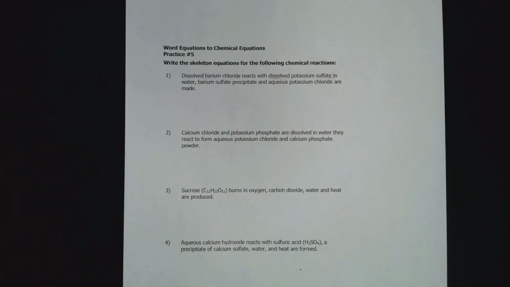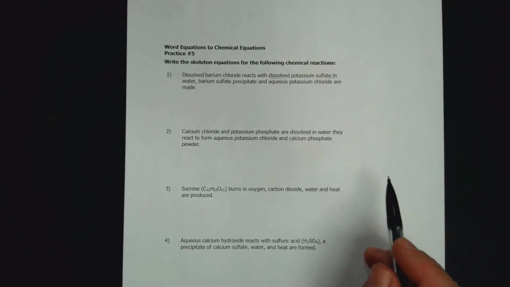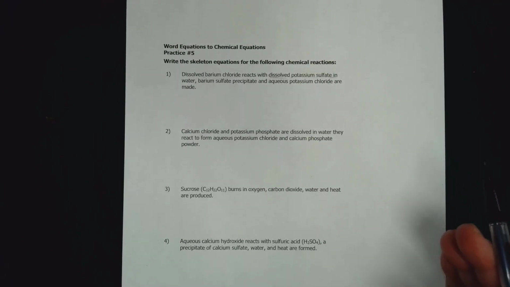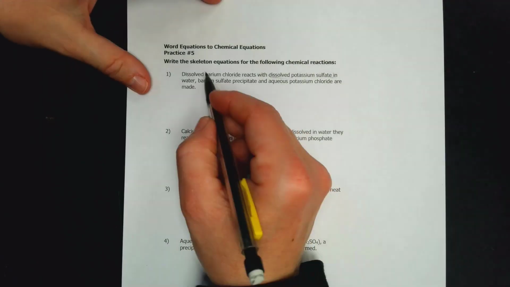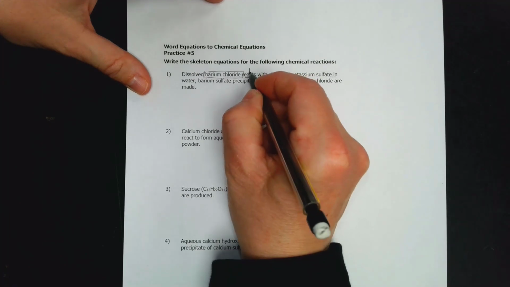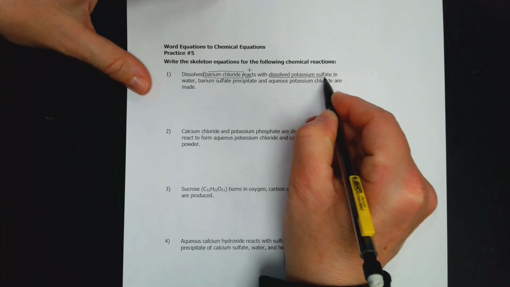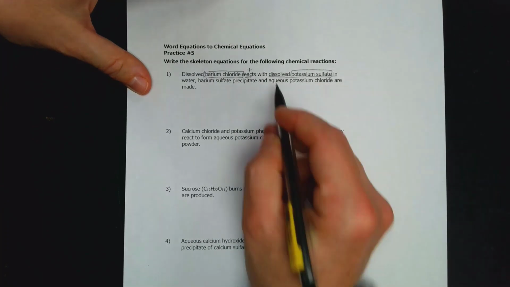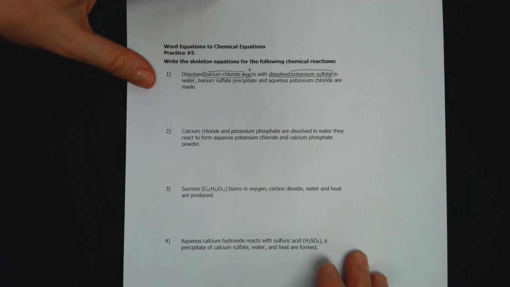So let's start with what we know as far as our reactants. If you remember, in a chemical equation, reactants are anything that's on the left of the arrow and products are anything that's on the right. So we're going to start with our reactants. We have barium chloride reacts, which is another way of saying plus sign, with dissolved potassium sulfate. Now this all means something, you guys. Remember, if we're dealing with dissolved, there's something we have to do with that. So let's set up the left side of our equation.